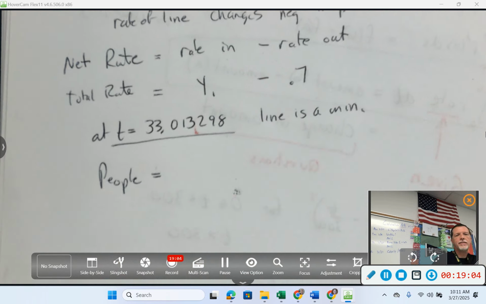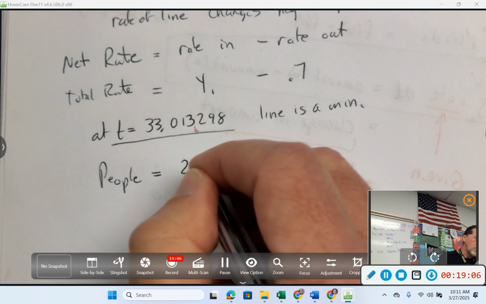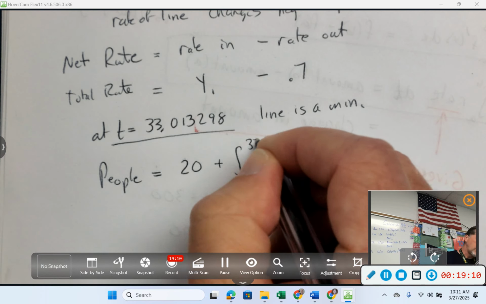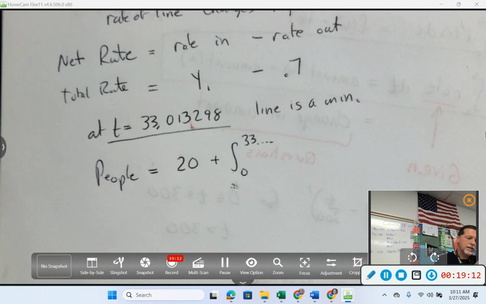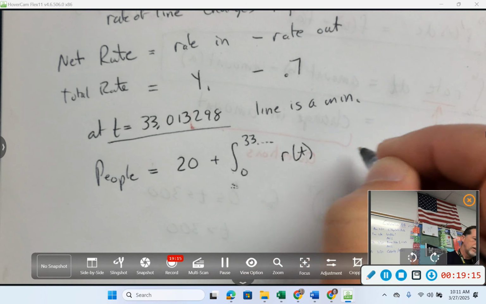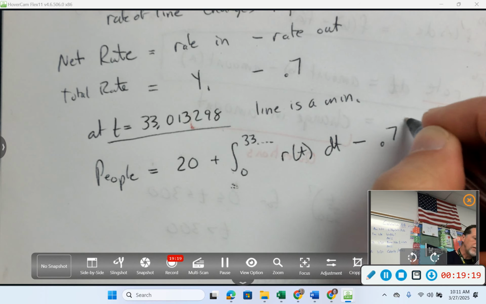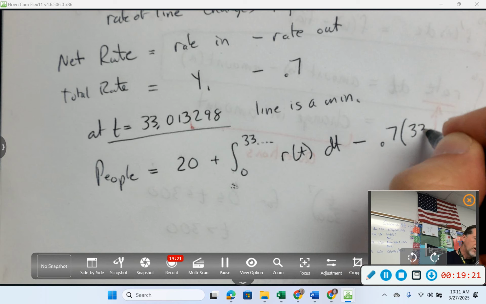So, let's see. We started with 20. We want to add people from 0 to 33.013298 of R. And then we know they're leaving at 0.7 times 33.013298.